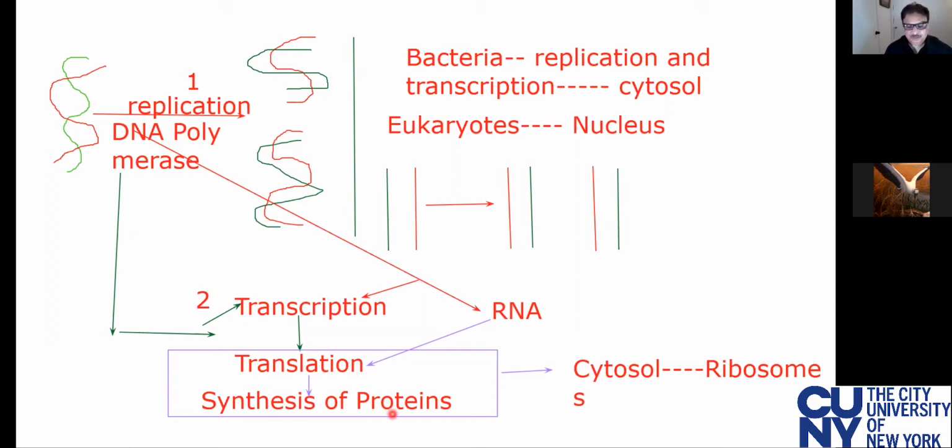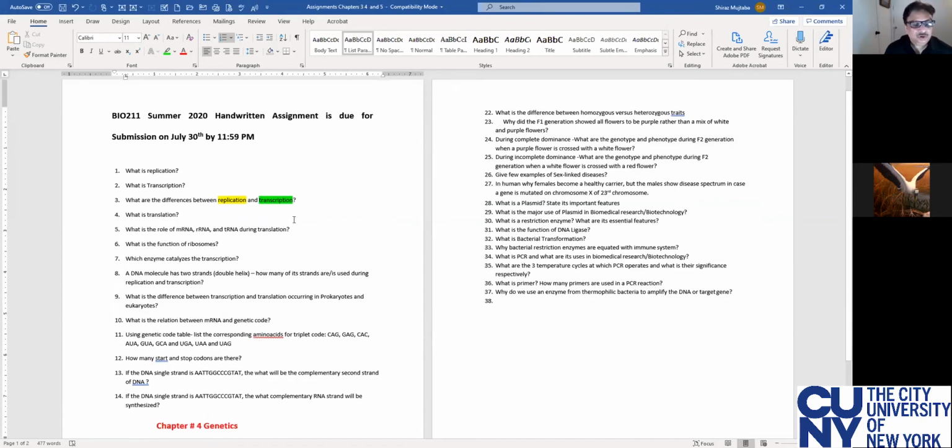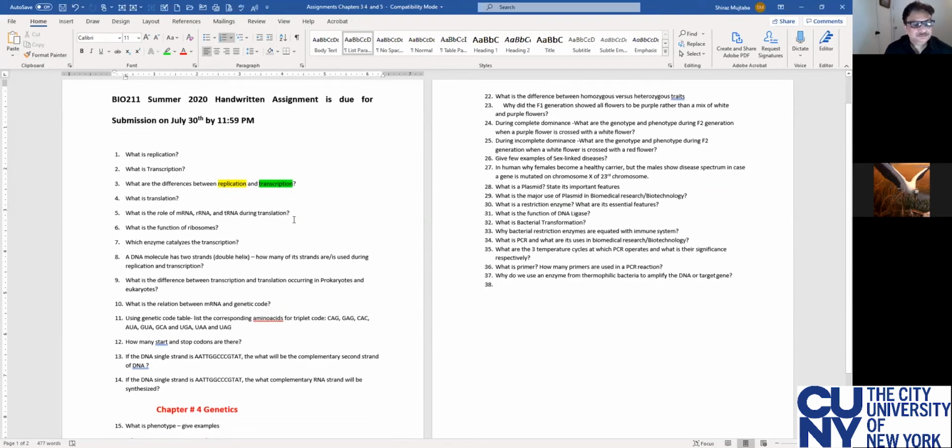Okay, so let's go to the third question. The third question is, what are the differences between replication and transcription? I just answered this: replication is a process where DNA is duplicated by an enzyme, DNA polymerase. And transcription is a process by which DNA serves as a template for the synthesis of RNA, carried out by an enzyme called RNA polymerase.